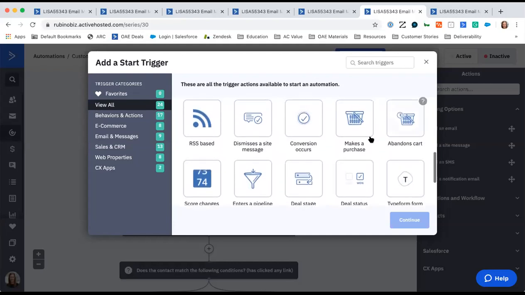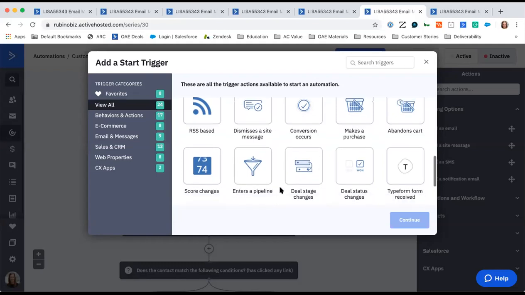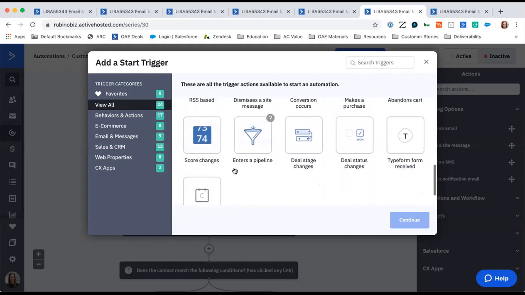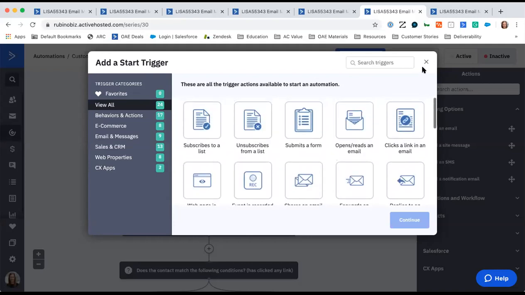Now, if someone is using an e-commerce or purchasing tool, if a nonprofit is collecting donations, or if you sell anything, we can look at whether a purchase was made or a cart was abandoned, or maybe a score changes. So these are the things that will start off an automation.